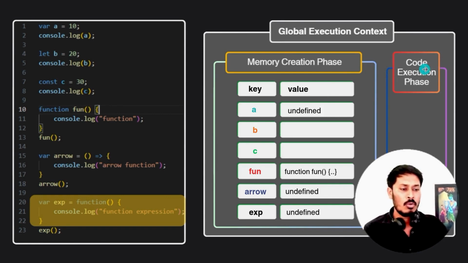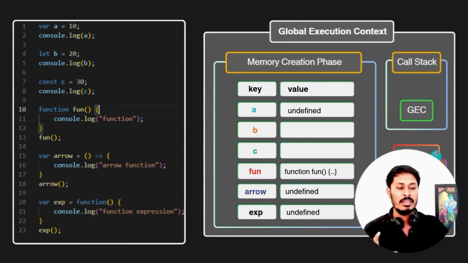Now we have the code execution phase. In the code execution phase, JavaScript executes your code line by line synchronously, and we will also understand how the call stack works. When the code execution phase starts, this entire global execution context is added into the call stack. This global execution context is running inside the call stack now. Now we have line number 1 in the code execution phase. We have a variable A with value 10. So in the memory, the value of A is now replaced with 10. Initially, it is undefined.